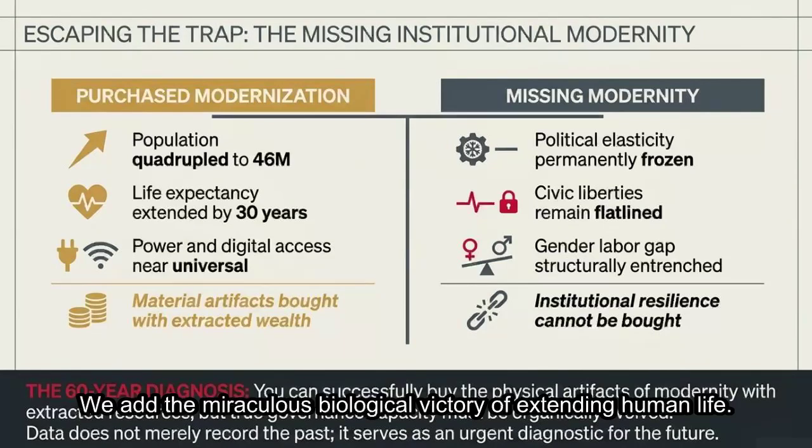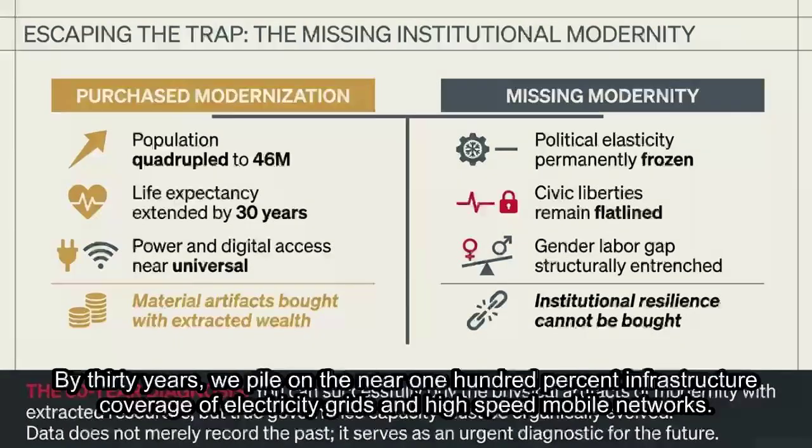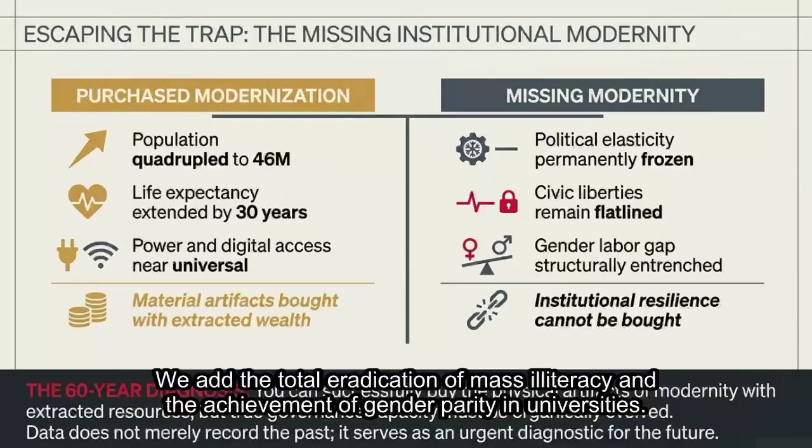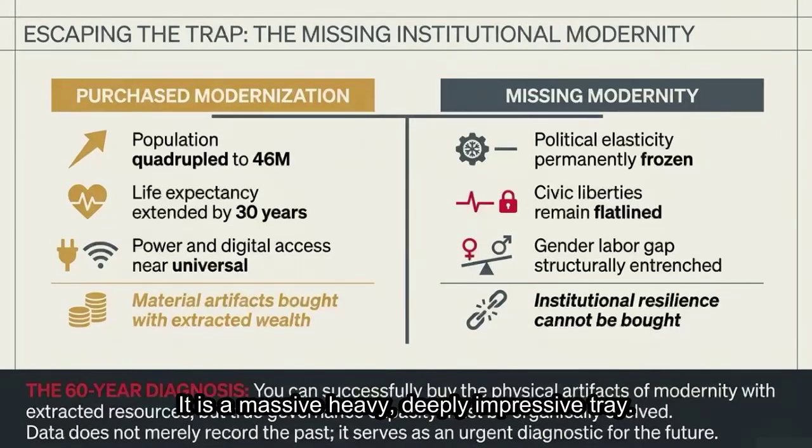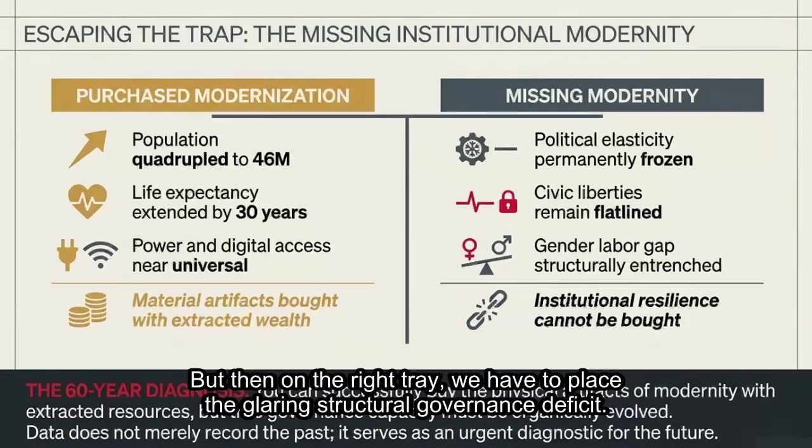We place the sheer weight of a quadrupled population. We add the miraculous biological victory of extending human life by 30 years. We pile on the near 100% infrastructure coverage of electricity grids and high-speed mobile networks. We add the total eradication of mass illiteracy and the achievement of gender parity in universities. It is a massive, heavy, deeply impressive tray.